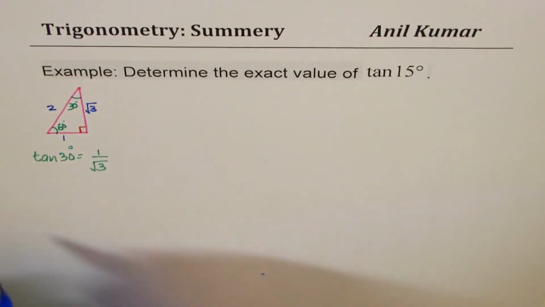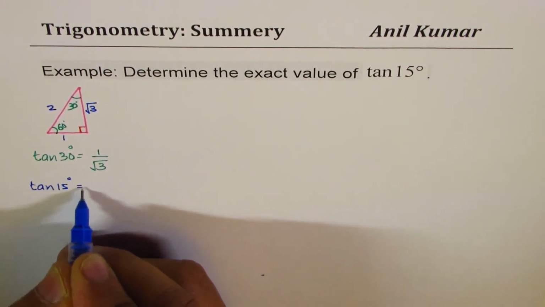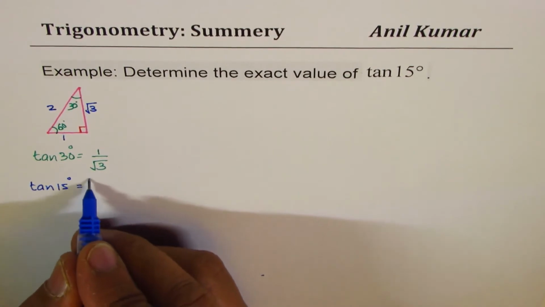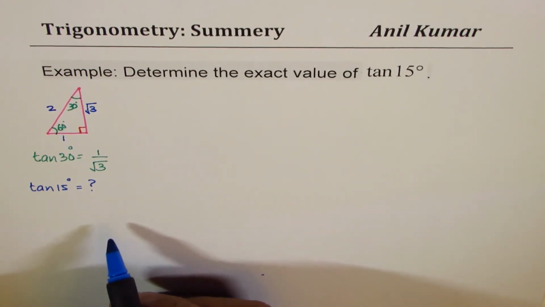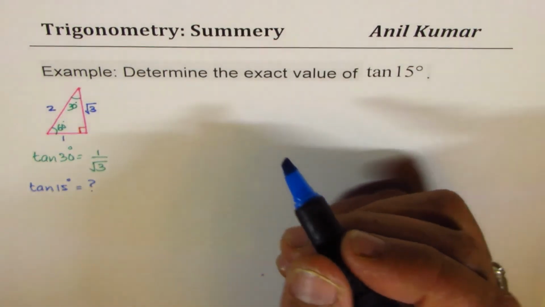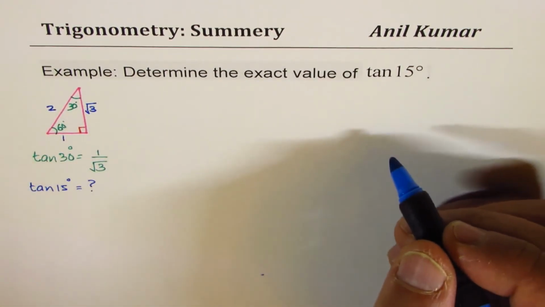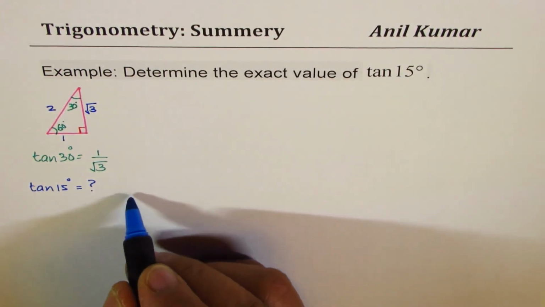What do we need to find? We need to find tan of 15 degrees, right? That is what we need to find. That is the exercise we want to work on. So how do we begin? Here is a very interesting way of looking at it. What I will do here is sketch a diagram first, and then we'll work on it. I'm just thinking where to sketch it. We could do it here also, okay.